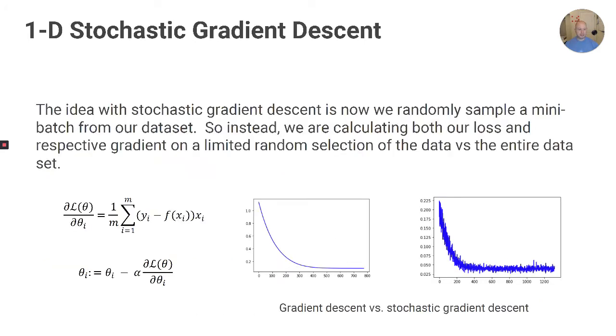The answer is what's called stochastic gradient descent. Stochastic gradient descent is just like normal gradient descent, except instead of running over the entire data set, we choose a random selection of data points from our data set and run the calculation on them. Instead of doing it for every single data point, we choose 10 or 20 or 100, or whatever the mini batch size is, and calculate the derivative of the loss for only those data points.